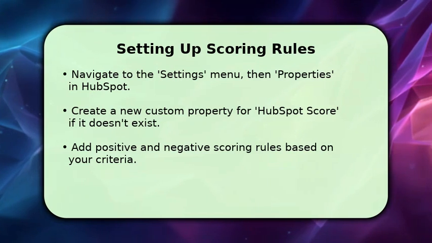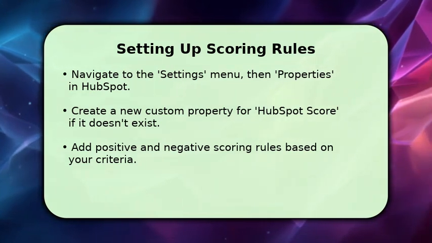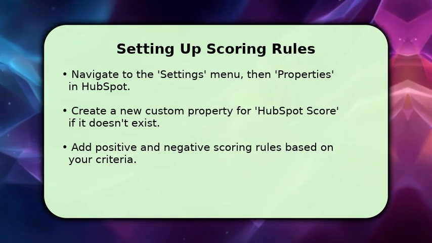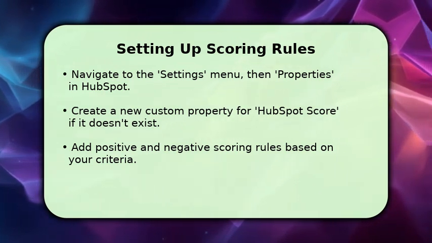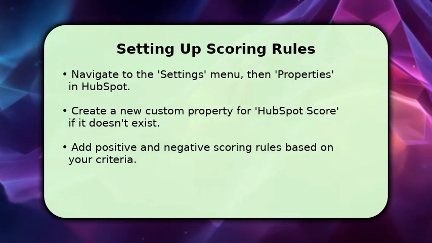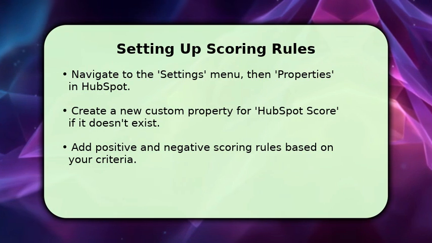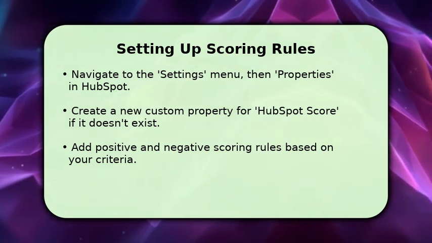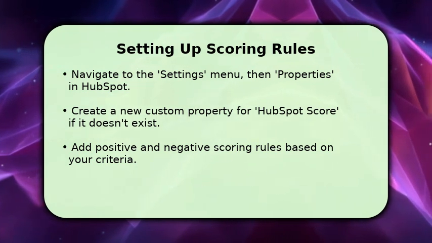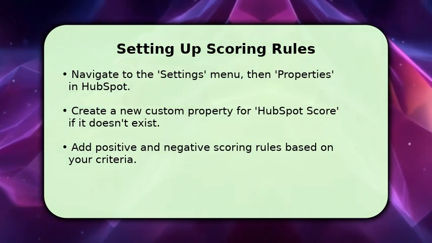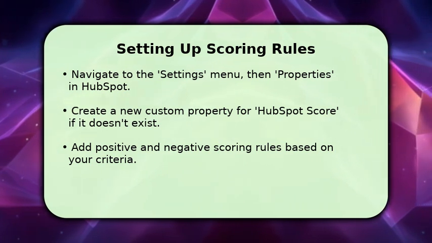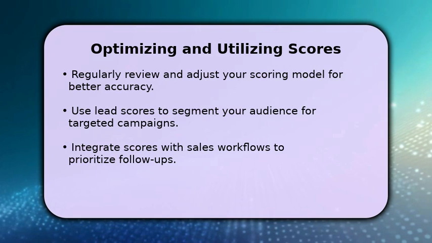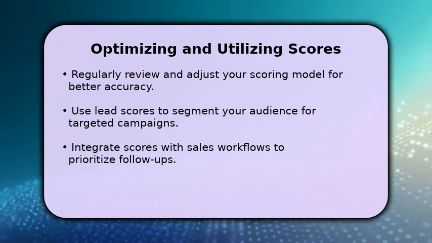Next, you'll configure these rules directly within HubSpot. Navigate to your settings, then find the Properties section. Here, you can create or modify your HubSpot score property. Add your positive scoring rules for actions like downloading an ebook or visiting your pricing page. Then, implement your negative rules for disengaging behaviors. Remember to thoroughly test your scoring model with a few example leads to ensure it accurately reflects your ideal customer profile. Finally, lead scoring is an ongoing process that requires regular optimization.